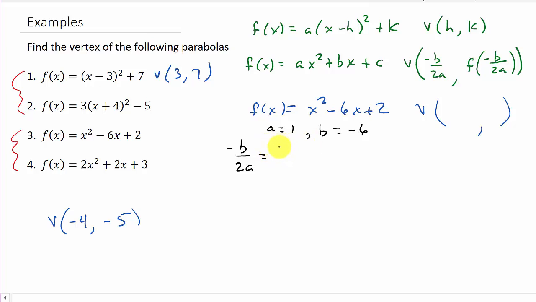All right. So let's just plug it in. So I've got negative 6, negative b over 2 times a. And so that's going to be 6 over 2, which is 3. And so the x coordinate of my vertex is 3.